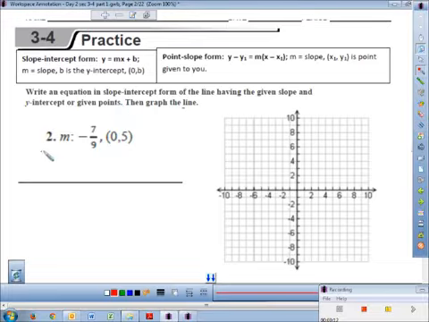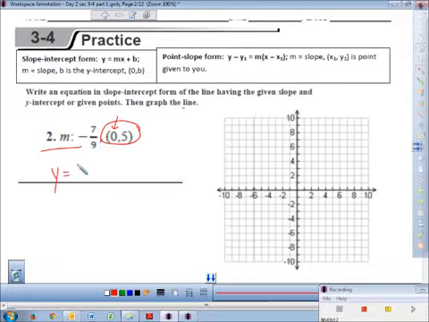Here, the slope, and then they give you this point right here, but that is the y-intercept because the x value of that point is 0. So you have y equals negative 7/9 x plus 5. The y-intercept is the y value of that point. So we start at 5 on the y-axis because that's why it's called the y-intercept. That's the ordered pair (0, 5).